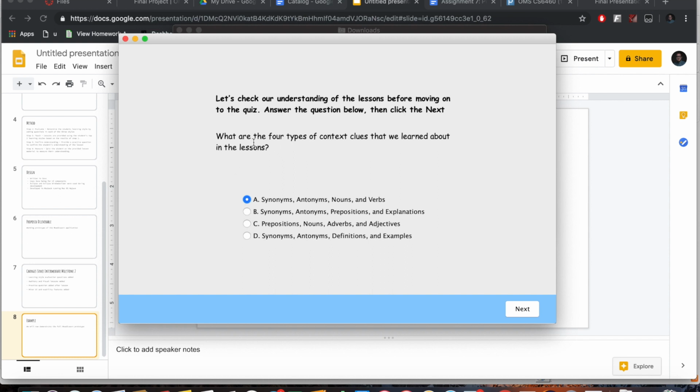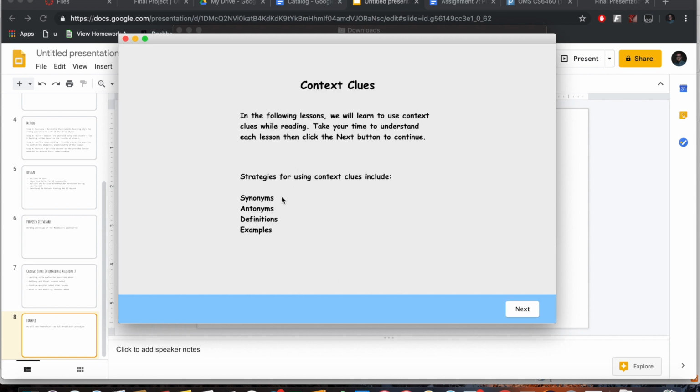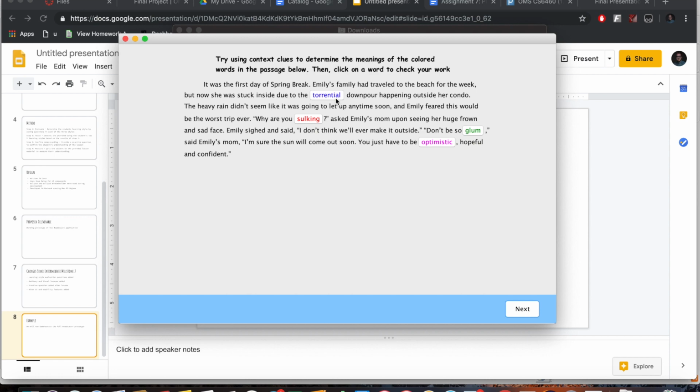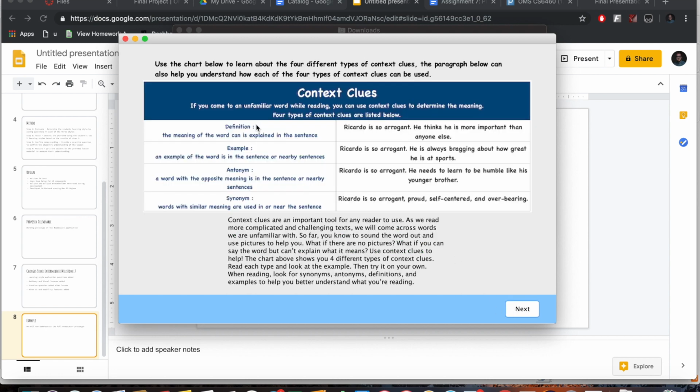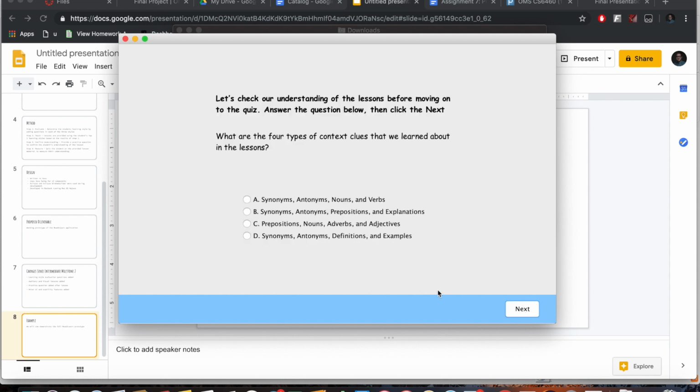So it's saying what are the 4 types of context clues that we learned about in the lessons. And I know this is the wrong answer, but we're going to try it. And it says, sorry, that's incorrect. But it wants us to review the lessons and try again. So we're going to review. We see, oh, here's the strategies that we're using for context clues. And then we can go through this lesson again. And again, we see those strategies again. So we've reviewed the lessons now, and we're ready to get the answer correct.